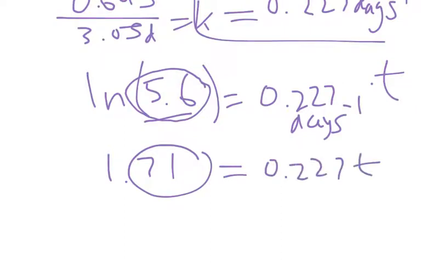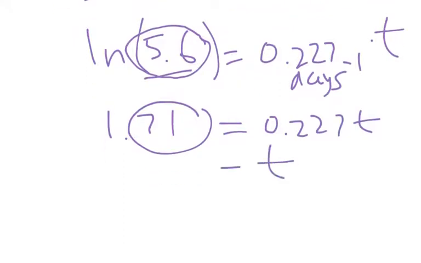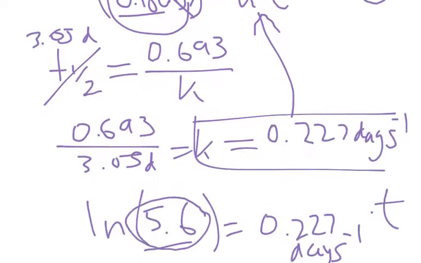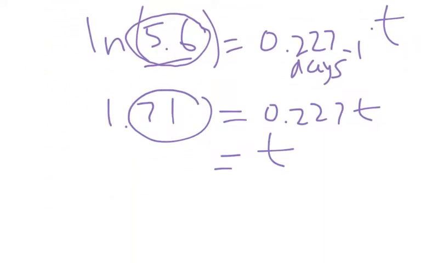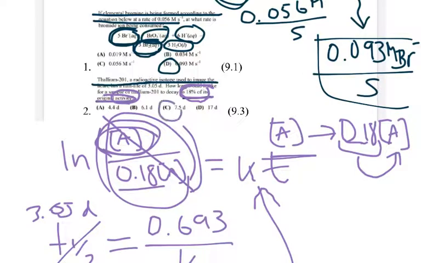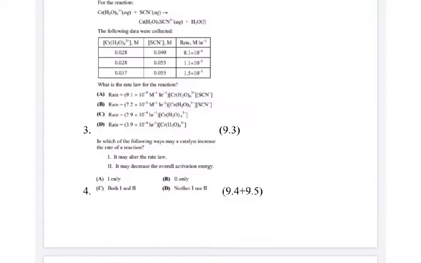This is equal to 0.227t. Now, 1.71 divided by 0.227 gives us the time it takes for the stuff to go to 18% of its original value. And it turns out this time is 7.55 days. And is that an answer choice? Well, hopefully. That's C.